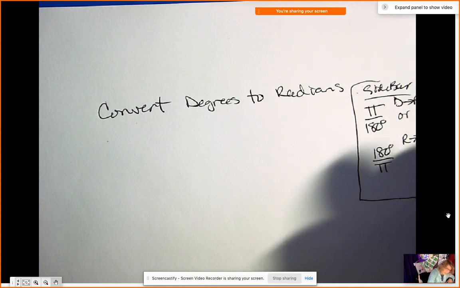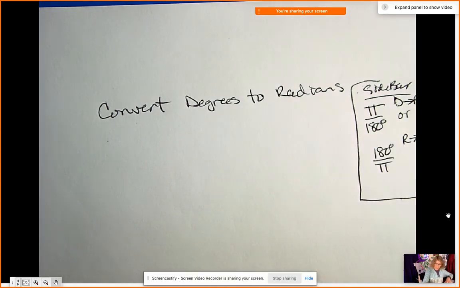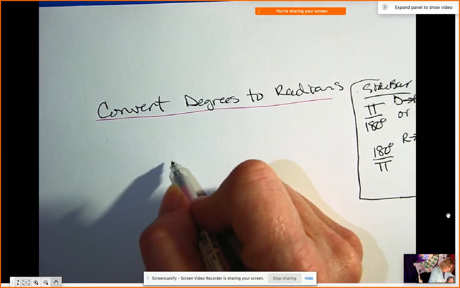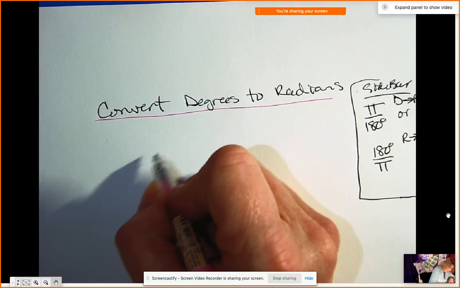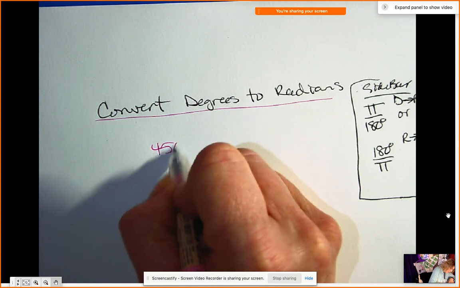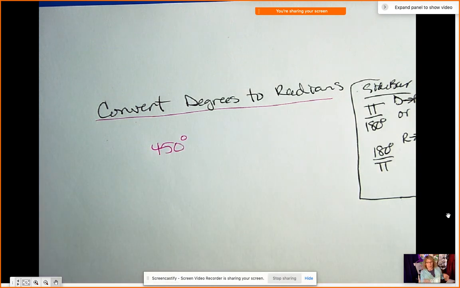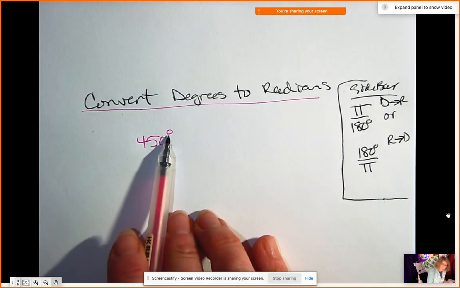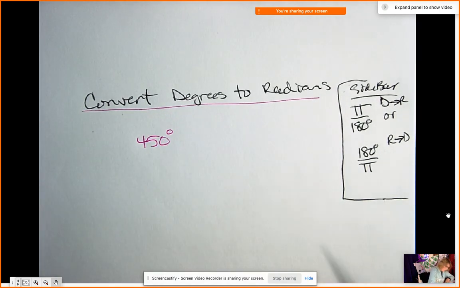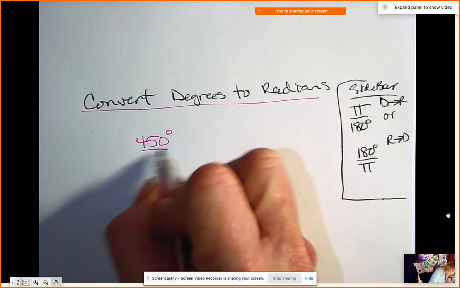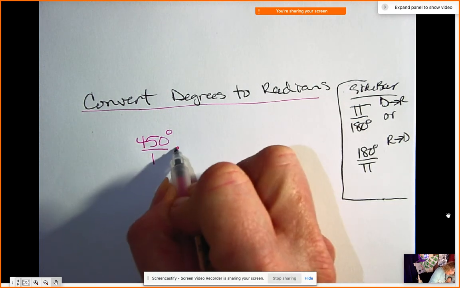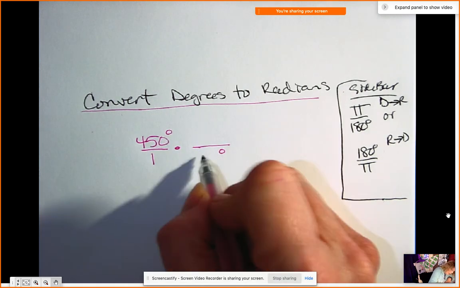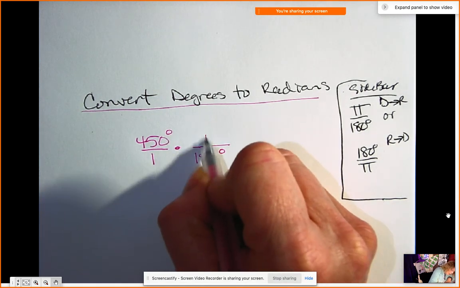How will you remember? It's quite simple. If they give us this, and here's the question, convert the following from degrees to radians, and they give us 450 degrees. Here's how easy this is. We need to cancel the unit. We don't need degrees anymore. We need it to be in terms of pi. If I need to get rid of degrees, I'm going to make it a fraction. I need to have degrees on the bottom so they will cancel out. So that's how I know I need to put the 180 down here, and that's how the pi goes on top.